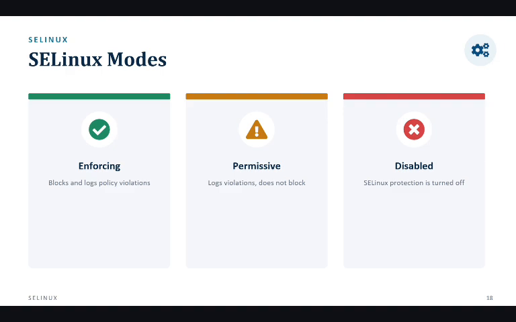SELinux can run in three different modes. Enforcing mode actively blocks and logs any policy violations. This is full protection. Permissive mode logs violations but does not block them. It's typically used for testing and debugging policies before going live. And disabled mode simply turns SELinux protection off entirely. In a production environment, enforcing mode is the recommended standard.